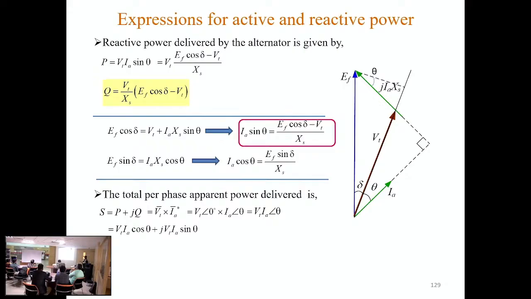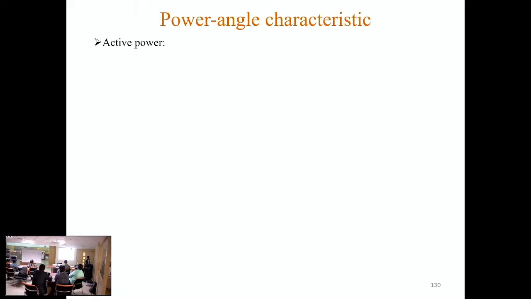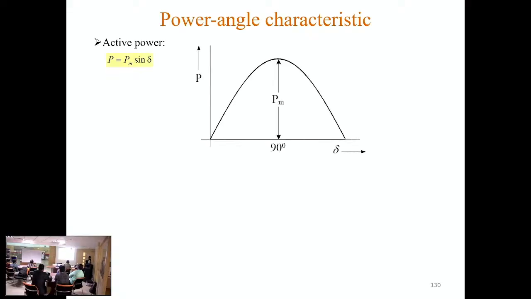And if we plot this P equals EF Vt by XS sin delta, what will be the plot? It is a sinusoid, half sinusoid. So active power P equals PM sin delta. If we plot, we will get a plot like this. This is the power angle characteristic for cylindrical rotor machine. This plot is very important to define the stability limit, transient stability.